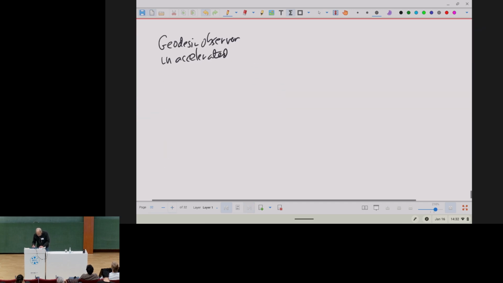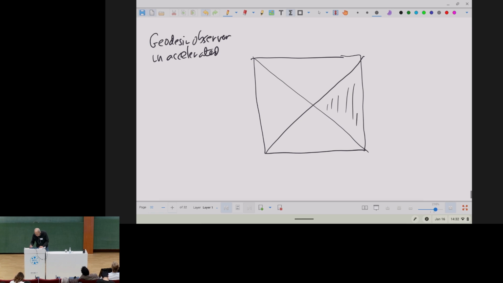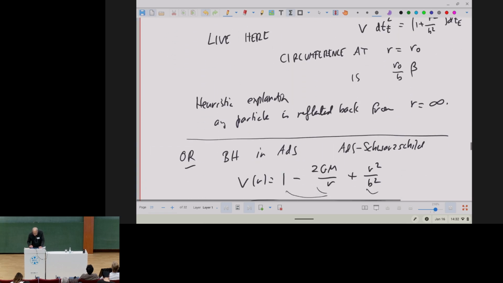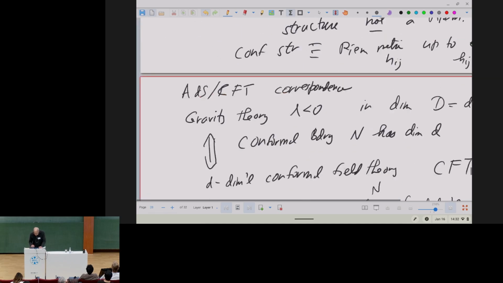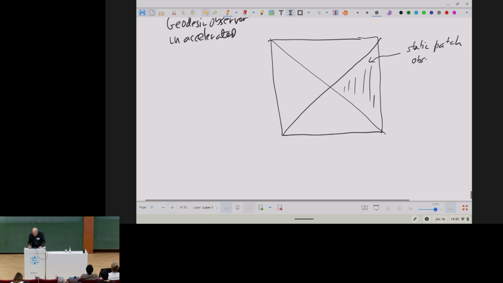It's a rather busy picture, so I want to redraw it. The region that the observer can both see and influence, this region is called a static patch. The reason for the name will be clear in a second, I guess. It's the region that the observer can both see and influence. So it's bounded by the future horizon, I'll just call it FH, and the past horizon, PH.